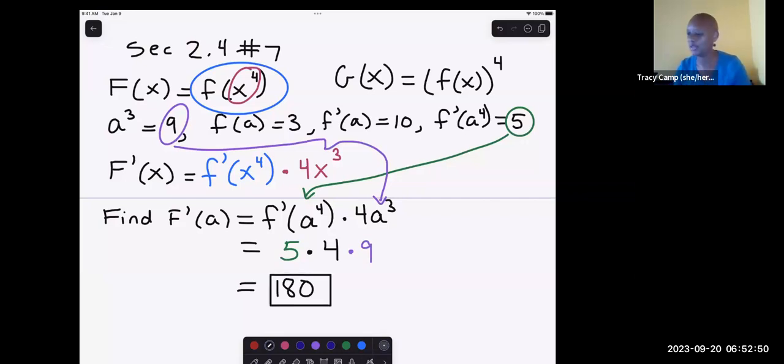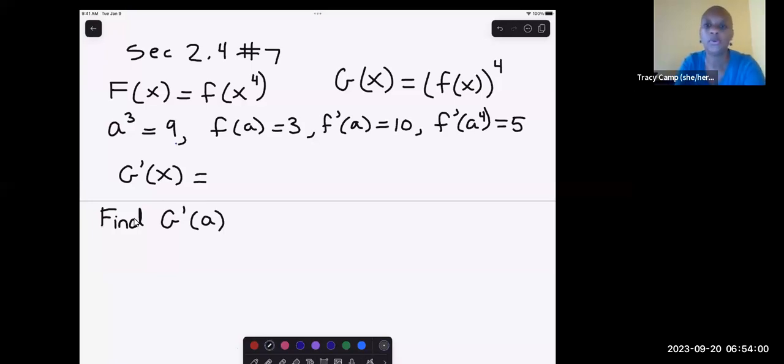So let's do the g prime of x next in order to find g prime of a, which is the next thing they asked us to find. Notice for g of x, we have all of this stuff raised to a power, which means, once again, we're using the power rule, but because we don't just have an x raised to a power, we have to multiply by the derivative of what is being raised to the power. Just like with the f, I'm going to find g prime of x first, and then plug in a.